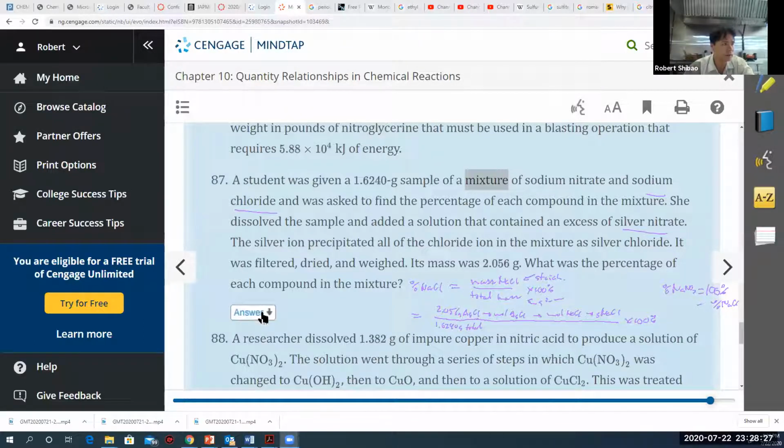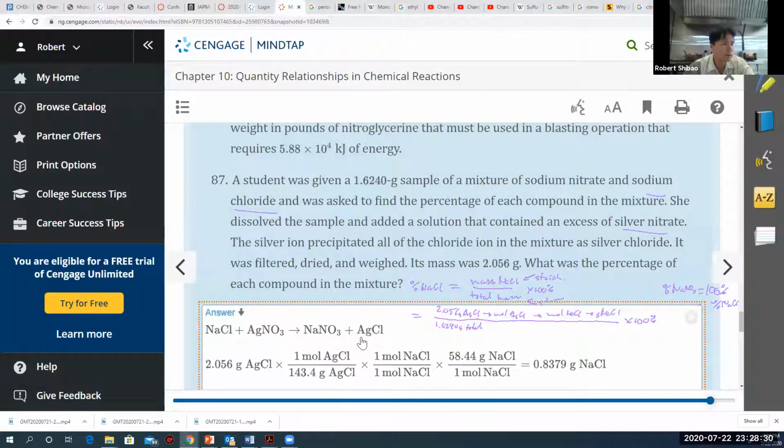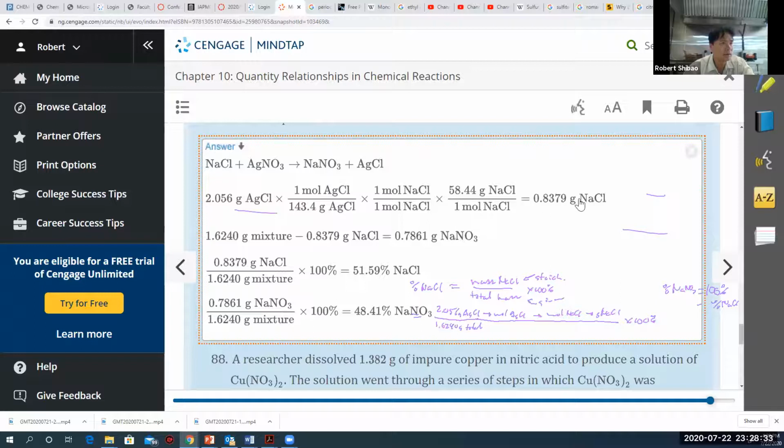So let's see what they did here. So we have the equation here. They calculated the grams of sodium chloride here, and the grams of sodium chloride over the total grams times 100% gives us the percent sodium chloride. They did it differently. They figured, okay, if this is the grams of sodium chloride, then the grams of sodium chloride plus the grams of sodium nitrate have to add up to the total. And so they calculated grams of sodium nitrate, which is the difference here, and then did the percentage this way. I would have calculated the percentage here and then just did 100% minus that. It would have been quicker for me here. But either way, it doesn't matter.